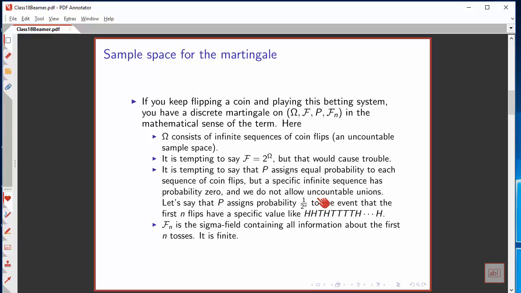We can get around this by saying that we're only going to consider events involving the first n coin flips, and that each of those gets an equal probability of 1 over 2 to the n. F sub n is part of our filtration. It's the sigma field that contains the information about just the first n tosses, but nothing beyond that. And that's a perfectly good finite sigma field. So as long as we focus our attention on just n steps, we can skirt the mathematical difficulties.